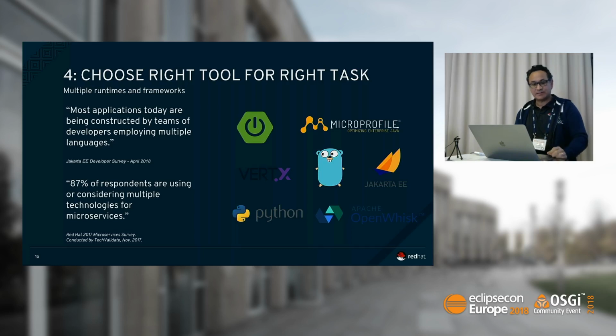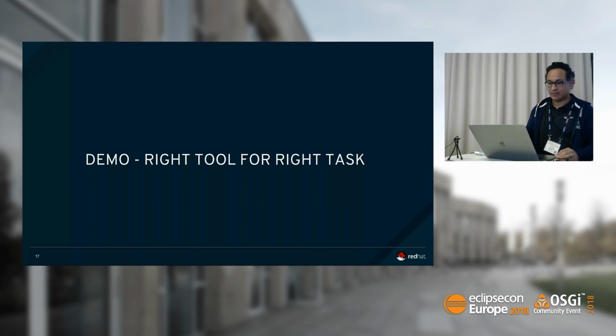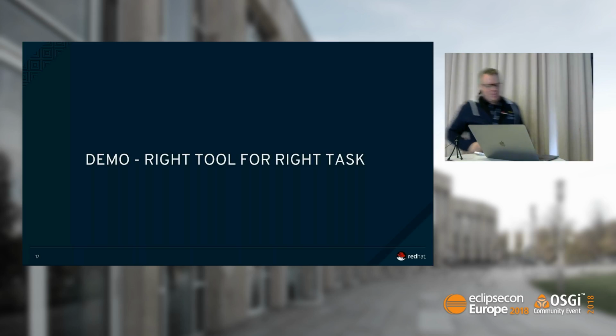Same thing. There was a survey that we ran at the end of last year, and among Red Hat customers, 80% of the respondents said that they were using or considering multiple technologies for microservices. On the right side, you see microservices technologies that you can use. If you want to use reactive programming, you can use Vert.x, for example. It's an Eclipse project. You can use Go. You can use Python. You can use Jakarta EE or Java EE, MicroProfile, Spring Boot. These are all different runtimes that people are now using. So now I'm going to switch to Thomas. He's going to show you a quick demo of some of these runtimes.